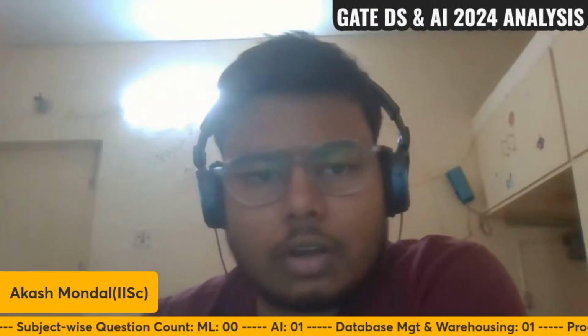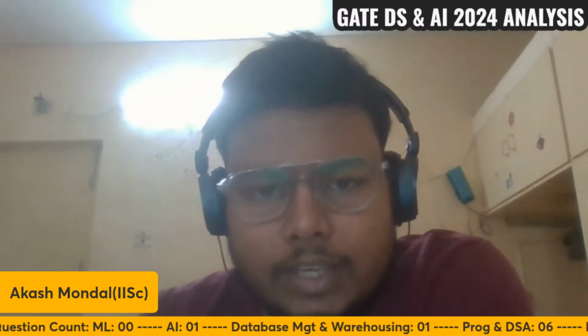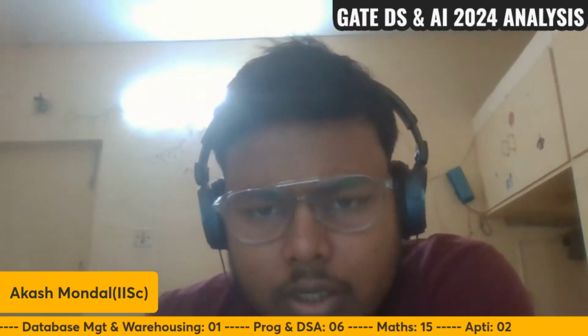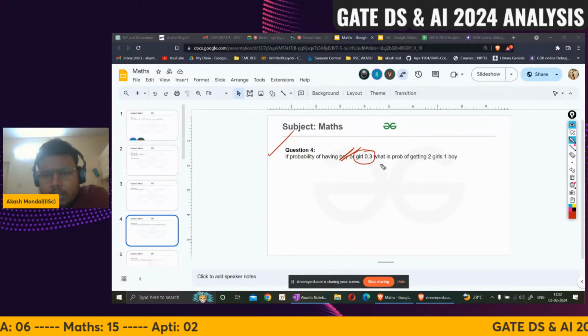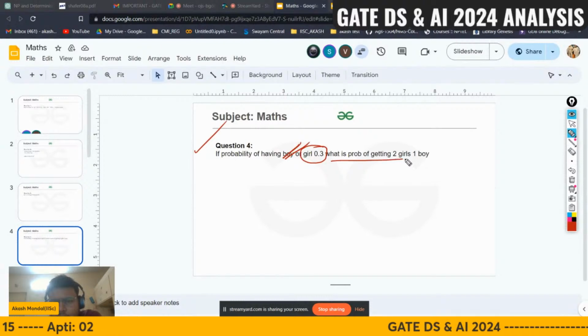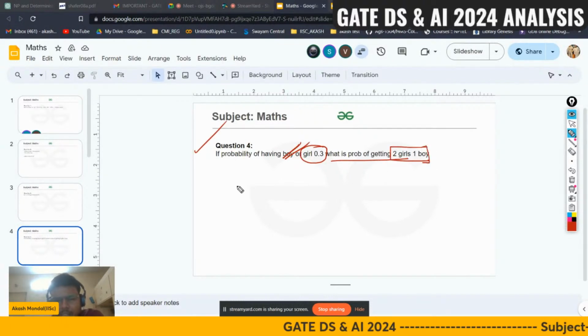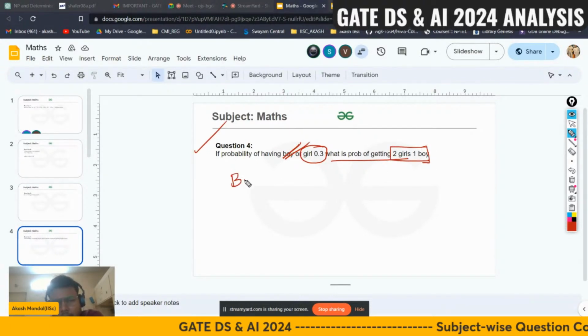So I have this probability question. It says if the probability of having a boy or girl is 0.3, it should be having a girl. So you can use either of them. Let's just use the probability of having a girl as 0.3. Then what is the probability of getting 2 girls and 1 boy? This is a basic question of binomial distribution.